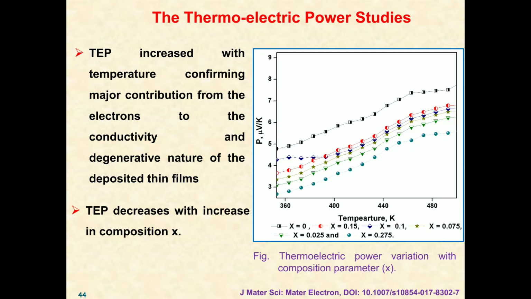The type of semiconductor was determined by using thermoelectric power, and from this data it is seen that the conduction by the samples is found to be n type. The TEP increased with temperature, confirming major contribution from the electrons to the conductivity and the degenerate nature of the deposited thin films. TEP decreases with increase in composition parameter X.